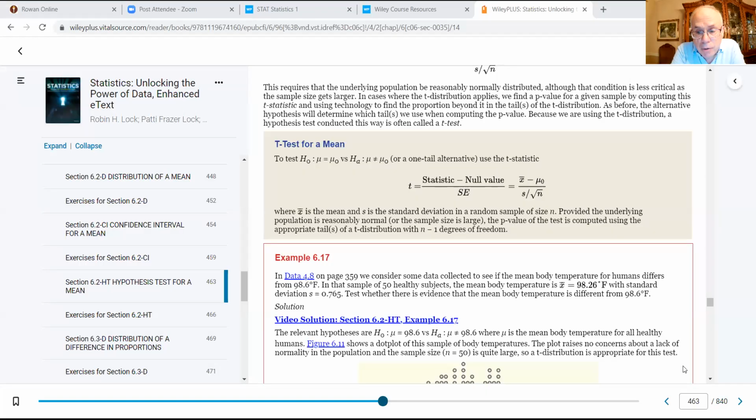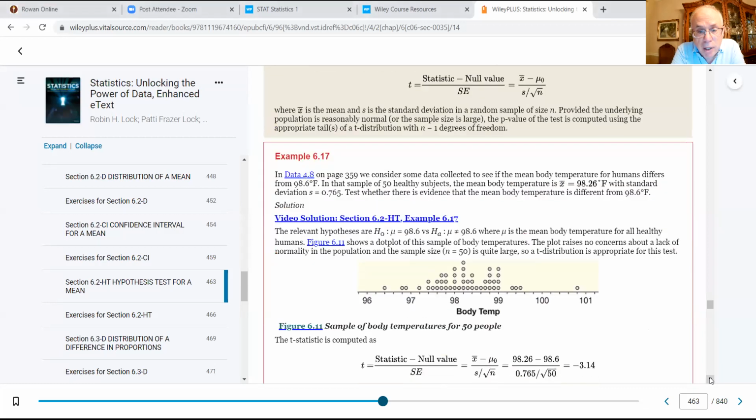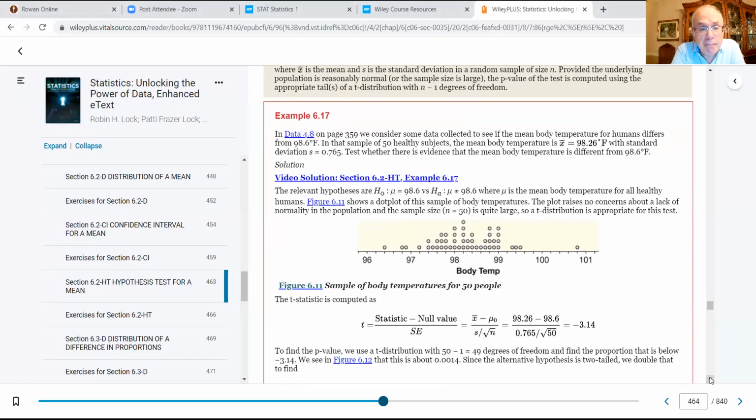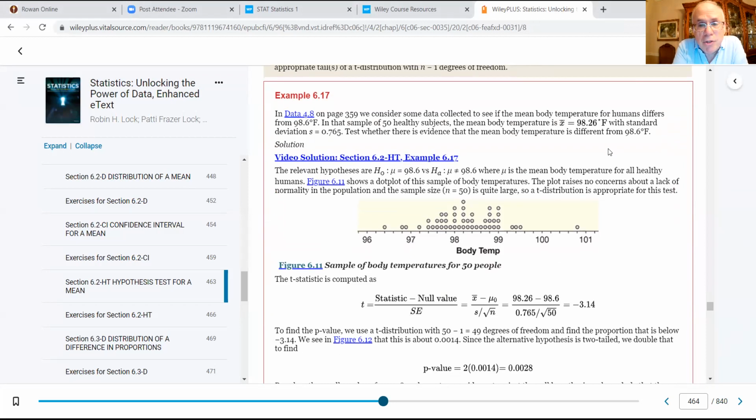Okay, let's see if we can find an example. It says on page 359, there was some data collected to see if the mean body temperature for humans differs from 98.6 degrees Fahrenheit. So this was a particular sample that was taken, and notice the researcher is interested if the mean body temperature differs from 98.6. That word "differs" means the alternative hypothesis will be not equal to 98.6.